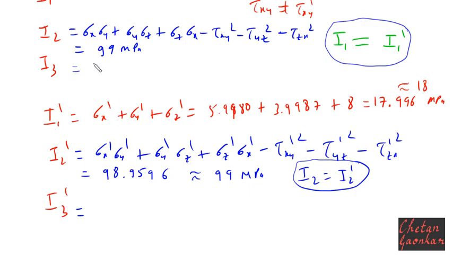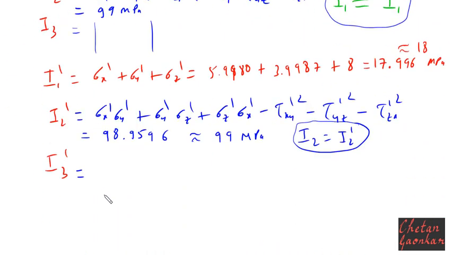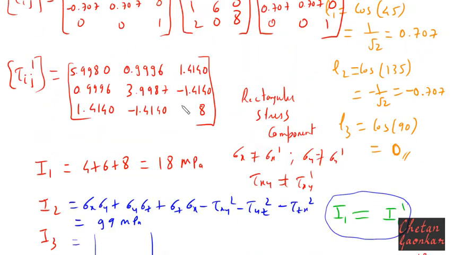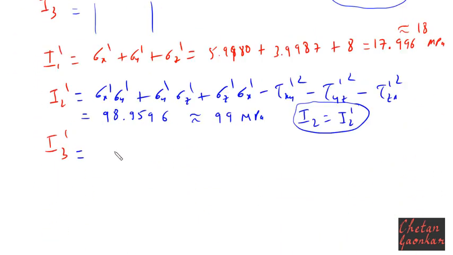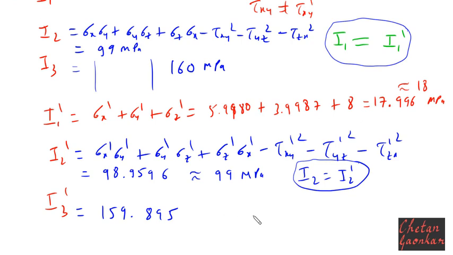All right. What is I3 now? I3 should be the determinant of this, and I3 dash should be the determinant of this. And then upon finding the determinants, one may find that I3 is 159.895, I3 dash similarly, and I3 can be approximated as 160 megapascals. So basically from here again we get that I3 should be equal to I3 dash.